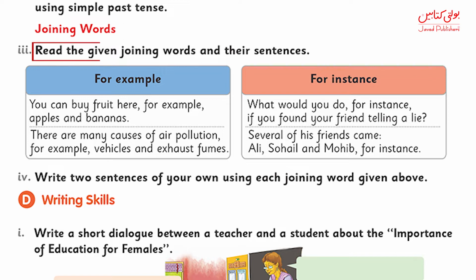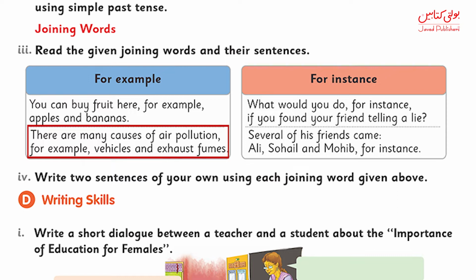The joining words that we will be learning today are for example and for instance. Let's learn their usage. We use for example in this sentence: For example, you can buy fruit here, and then there is a list of fruit: apples, bananas, mangoes. Again, the next sentence is: There are many causes of air pollution. For example, vehicles, exhaust fumes. Again, you are giving a list to the reader. So whenever you are giving a list to the reader, you use the words for example or for instance.